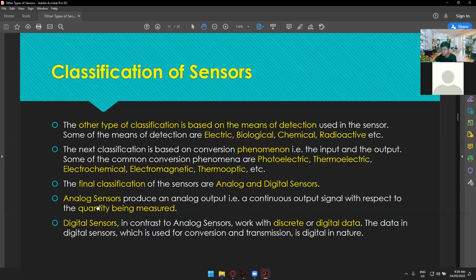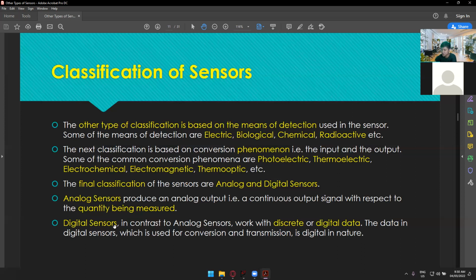Well, again, this review: what is this analog? So analog produces an analog output, for example, a continuous output signal with respect to the quantity being measured. Or let's just say it's a physical thing, a mechanical thing. Analog sensors.